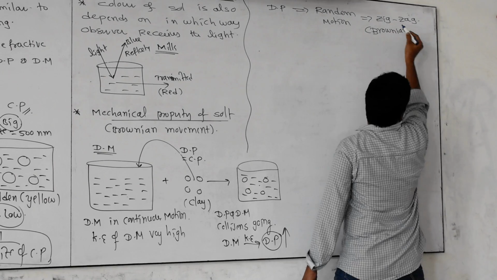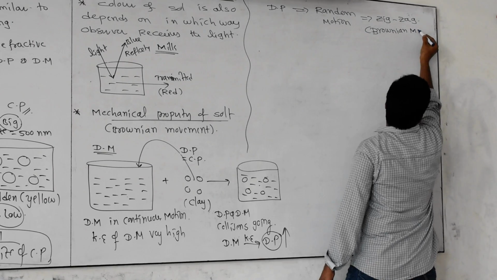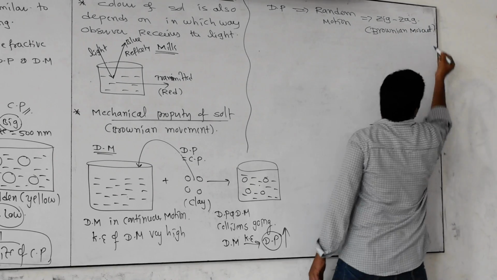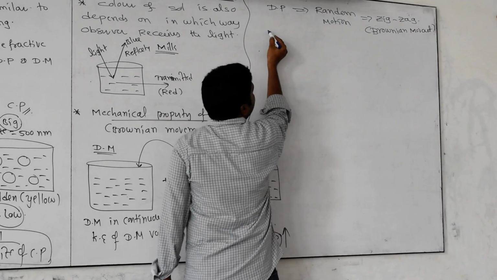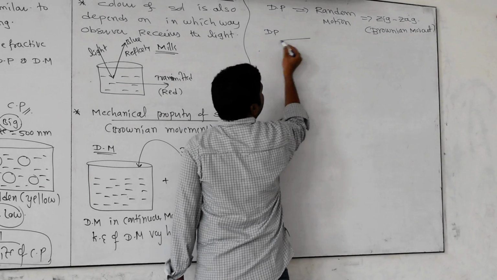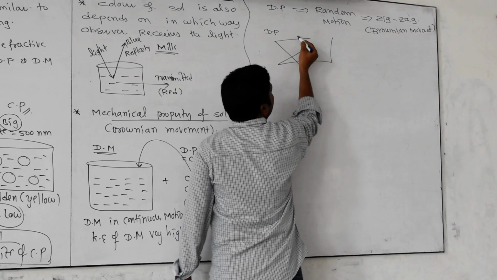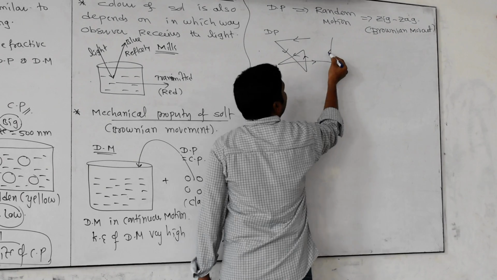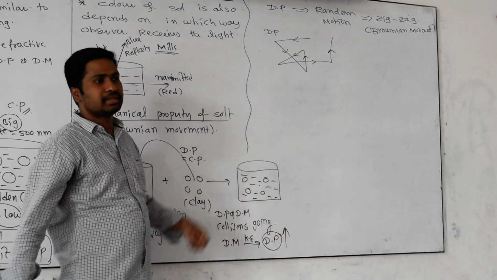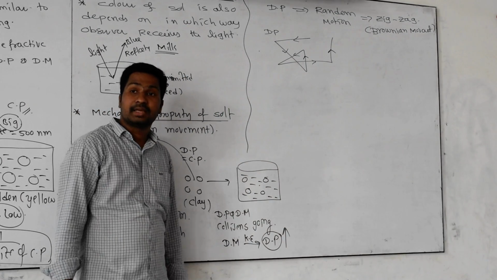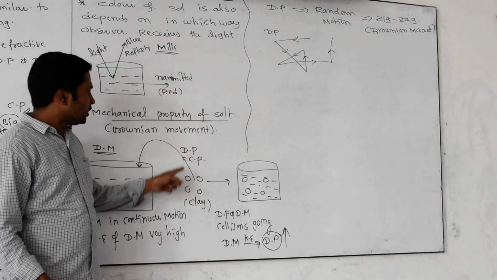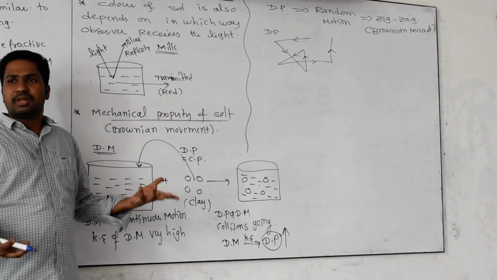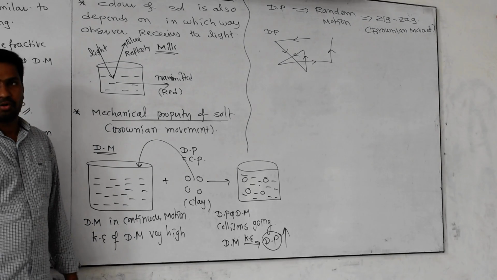Why? Because it was discovered by Brown. That's why we call it Brownian movement. So how can you show that? The dispersed phase or colloidal particles have no proper direction of motion, however, it is going on. That's what we call zigzag motion, and that's what we call Brownian movement. Once again, you see, while preparing a sol, what is the meaning of Brownian movement?